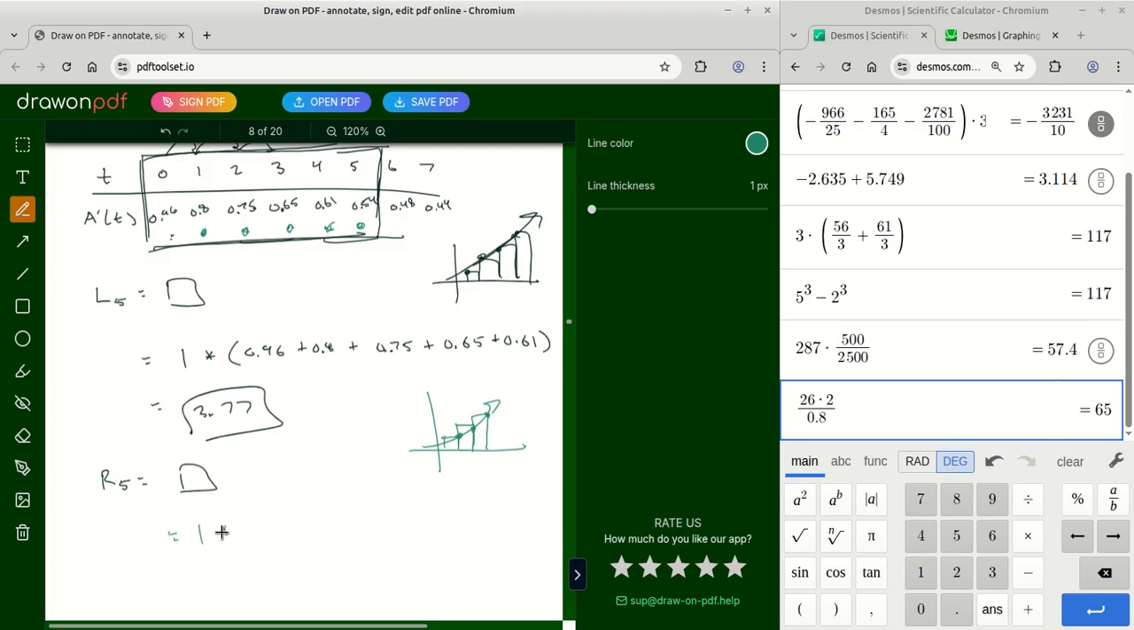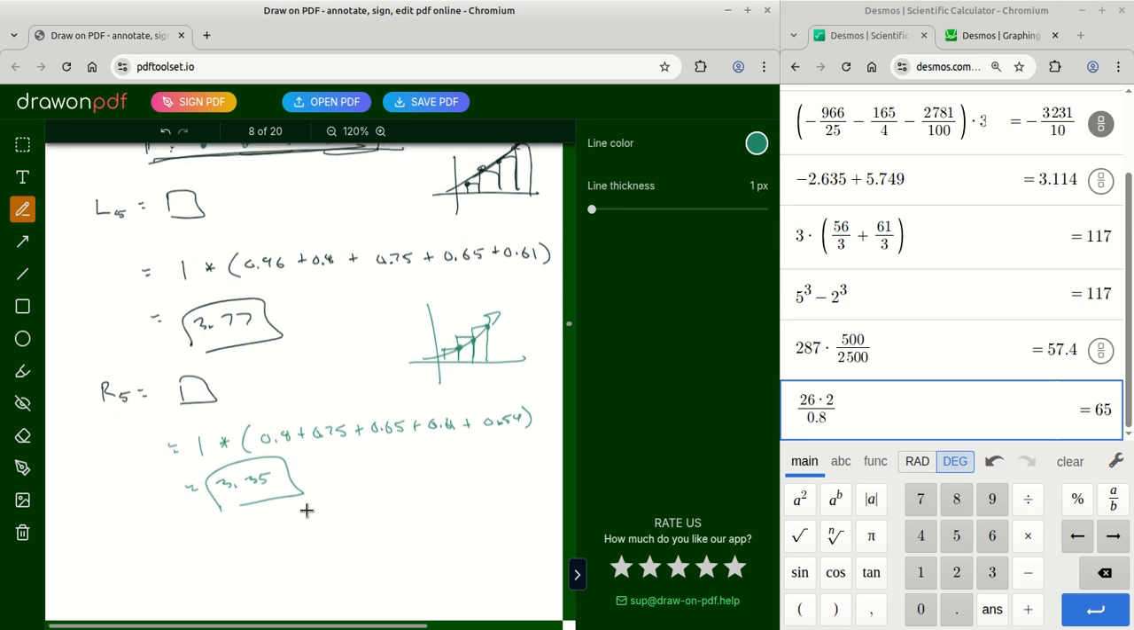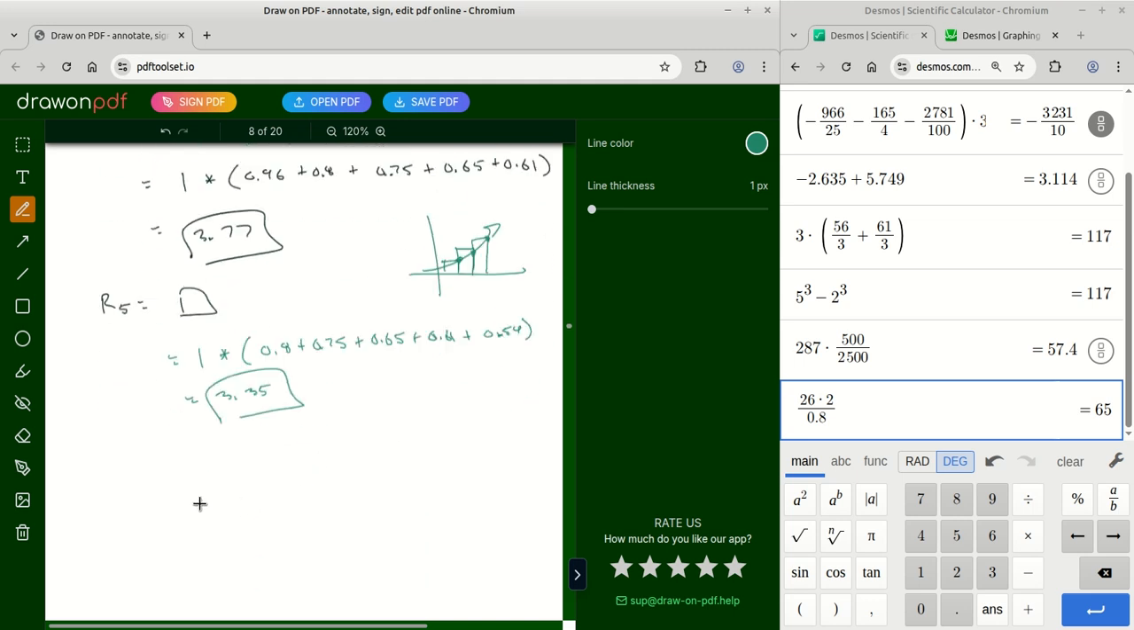I got 1 times, again, the same width. But then I'm going to use these guys starting at the 0.8, the 75, the 65, the 61, and finally the 54. Okay. I'm not going to waste your time again. And we got a 3.35. Sweet. Okay. Last bit of this question, and I'll kind of explain a little bit more about it.